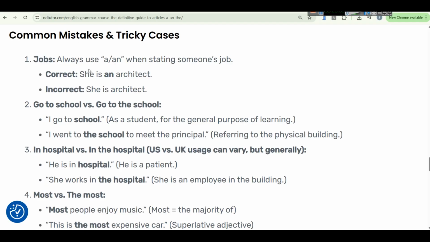Let's see some common mistakes and tricky cases. Jobs. Always use a or an when stating someone's job. Correct will be she is an architect. She is an engineer. Incorrect will be she is architect.